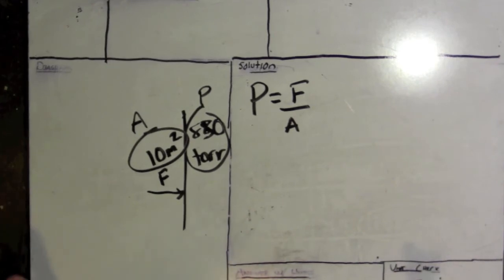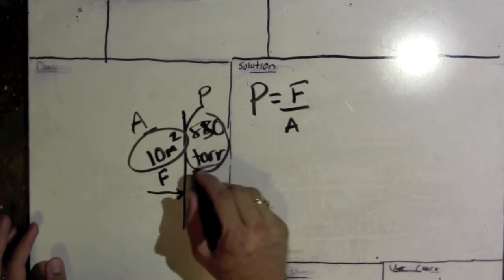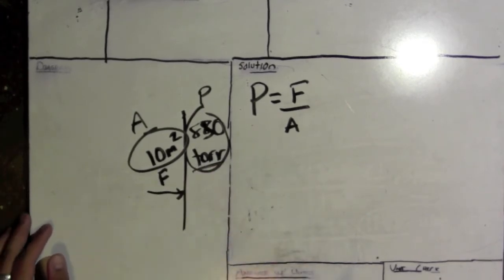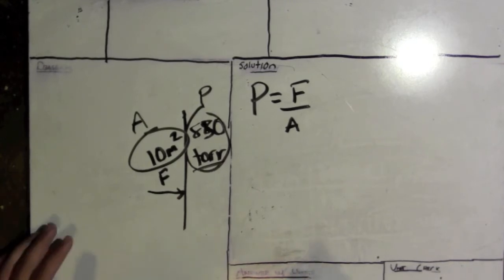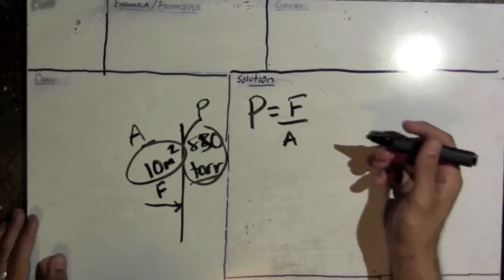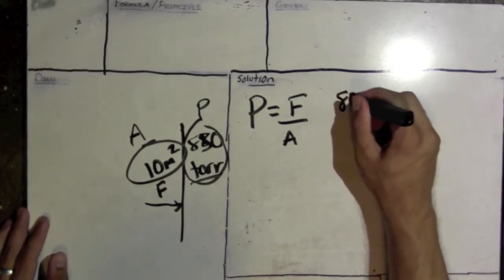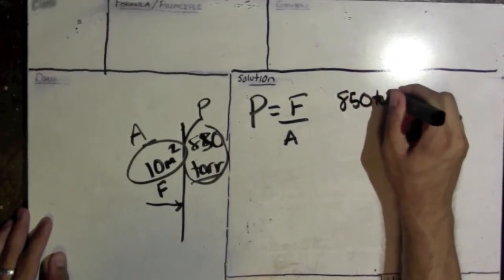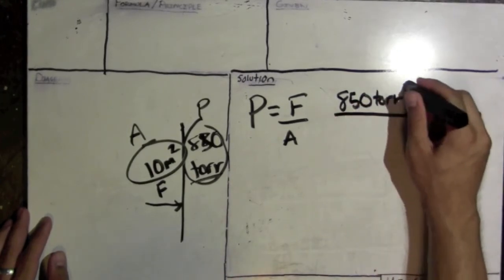So what you need to do now is say, okay, can I plug these in as they are? And the answer is no, because this right here is in torr, and the standard unit for pressure is pascals. So you're going to have to convert this value in order to be able to plug it into the equation. So we're going to start off with 850 torr, and what we want to convert to is pascals.